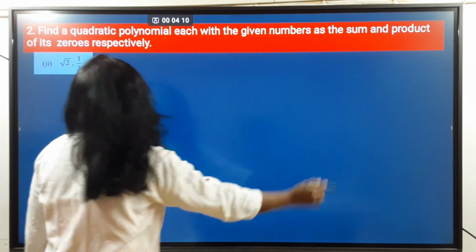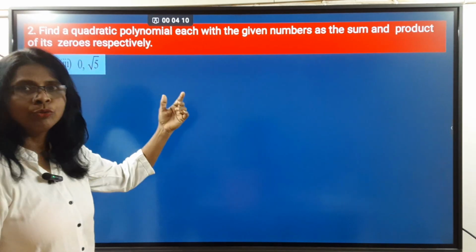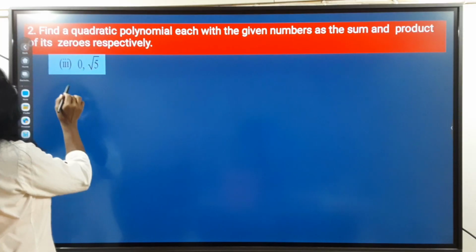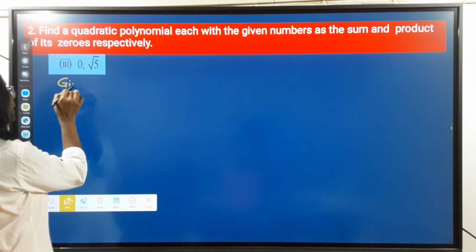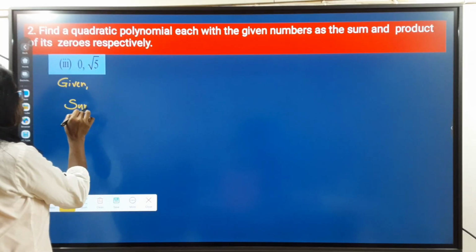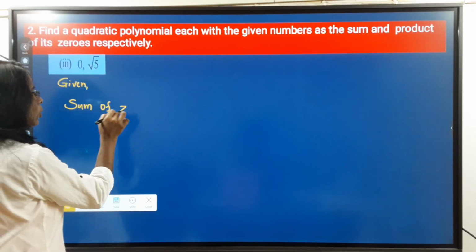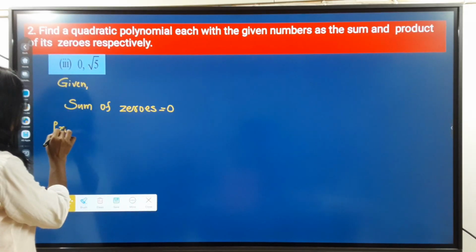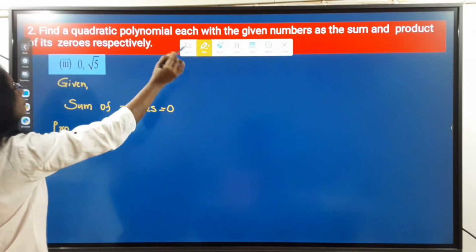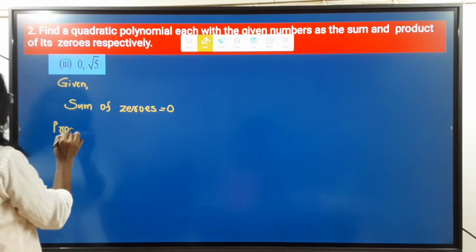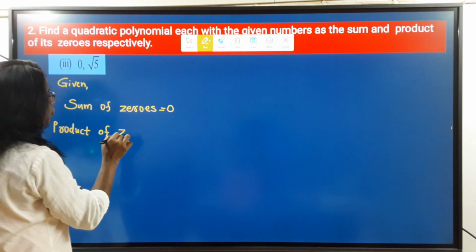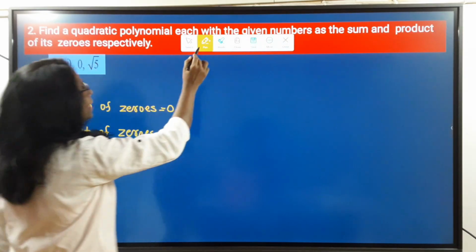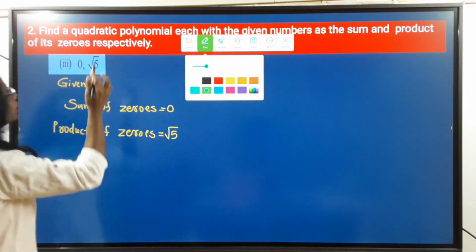Okay students, now come to the next example students. The next example is that 0 and root 5. These are the two numbers. So now first I write down the given: sum of zeros is equal to 0. Product of zeros is equal to root 5. Then the next part is the formation of the quadratic polynomial.